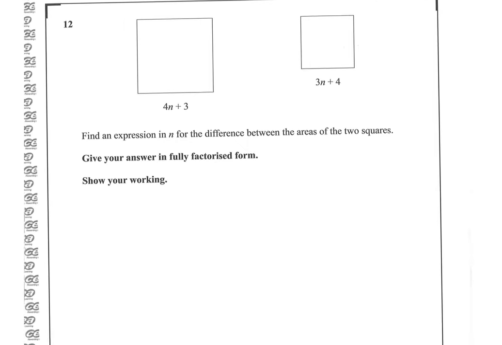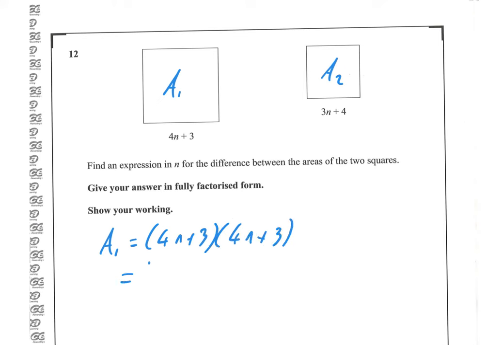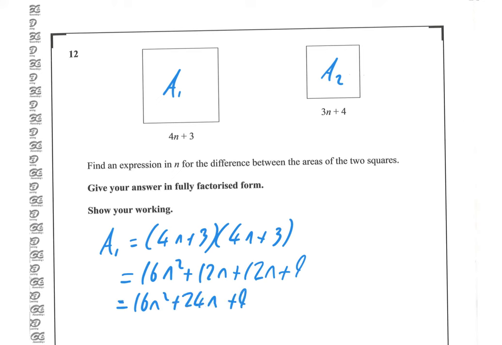Okay, question 12 says, find an expression in n for the difference between the areas of the two squares. So your first square, call that area 1, area 2. Area 1 is going to be equal to 4n plus 3 times 4n plus 3, which is going to be 16n squared plus 12n plus 12n plus 9. Tidy that up, that's going to be 16n squared plus 24n plus 9.